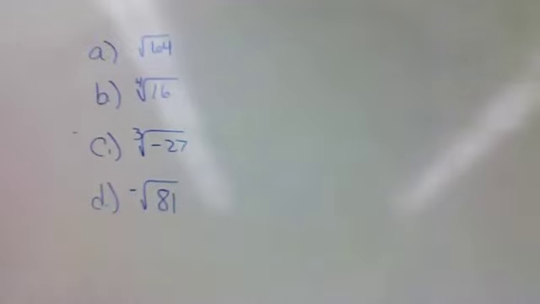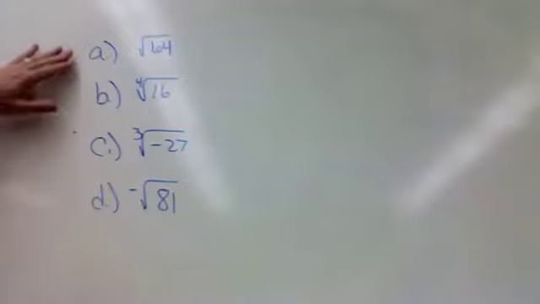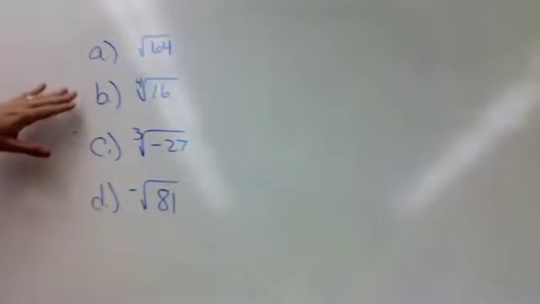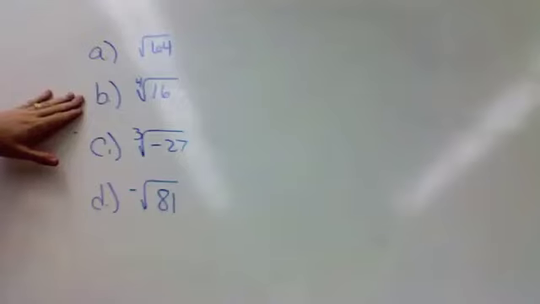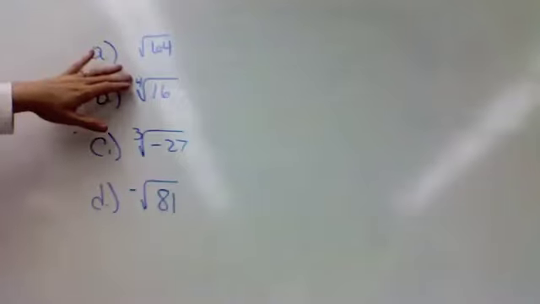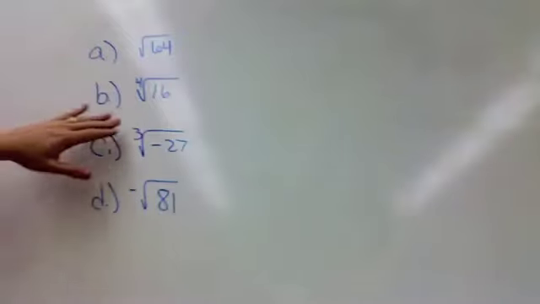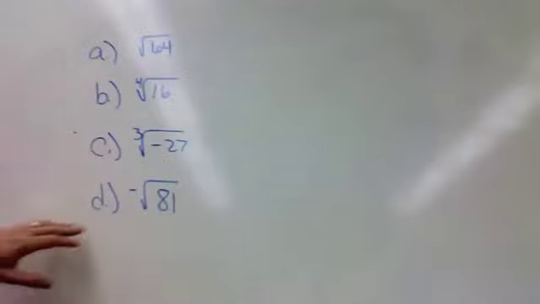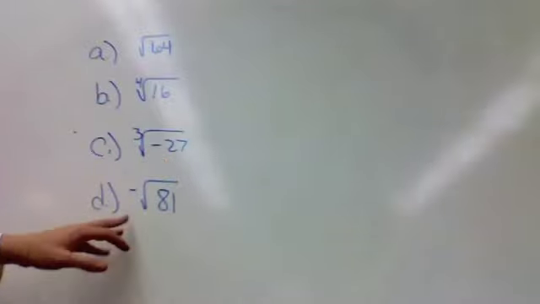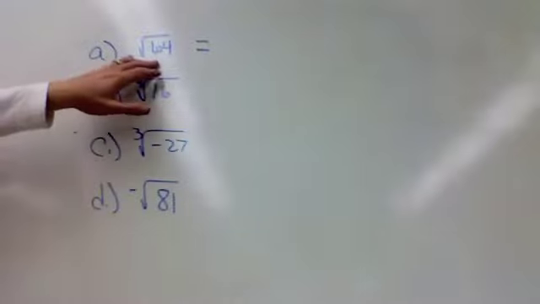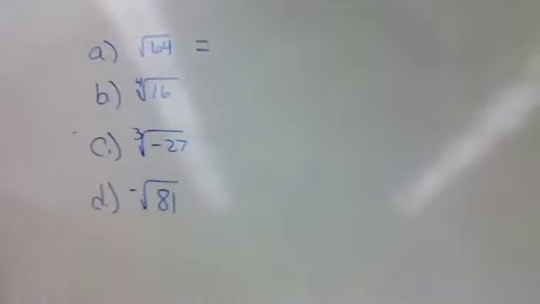So let's look at some examples of roots then. We have the square root of 64, the positive square root of 16, so that 4 there, so the fourth root of 16, and then the third root of negative 27, and then the square root of 81 plus our negative, and we'll get to that here in a second. So what we're looking for here is what number multiplied by itself twice is going to give us 64.